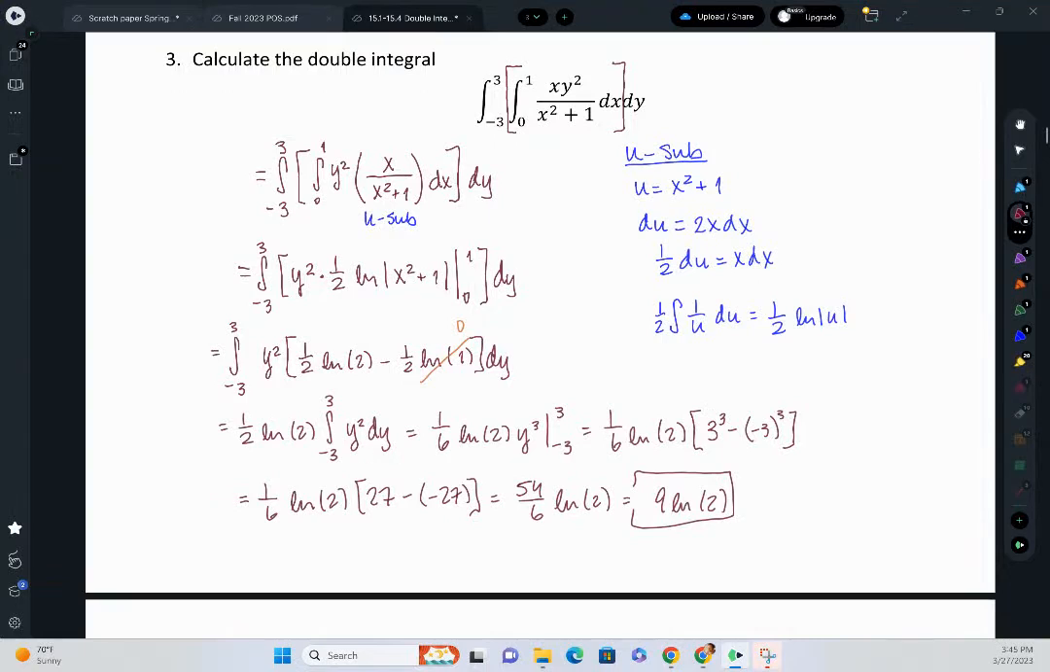Okay, so this one required a bit more work. We had a u substitution involved in this whole multivariate thing. That's going to happen. And so you're going to have to practice how to handle the extra variables that are hanging out, right? Just got to treat them like constants.